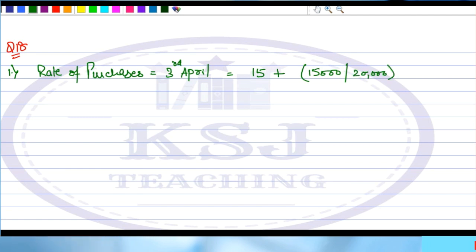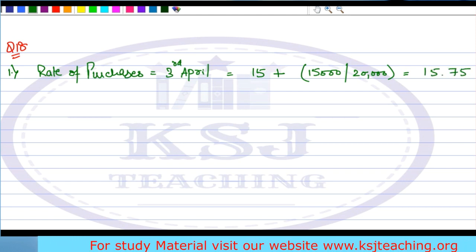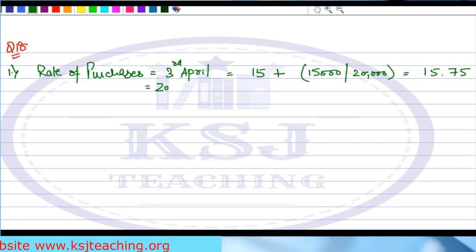Right? So 15 rupees per unit is the basic rate, plus we have to include the freight in that. This comes to rupees 15.75. Right? Then the rate of purchase for 20th April.